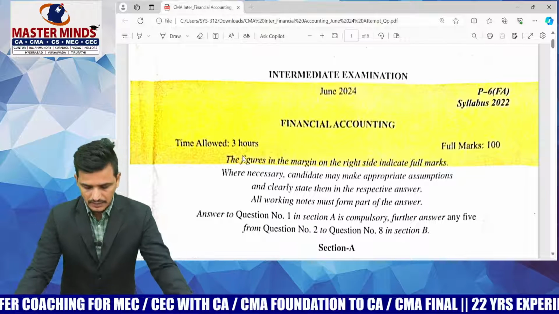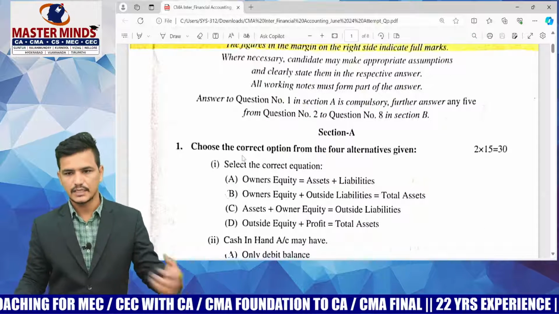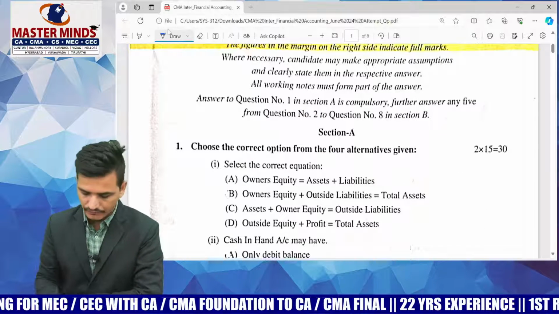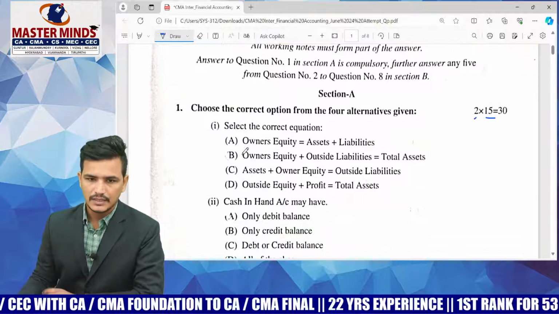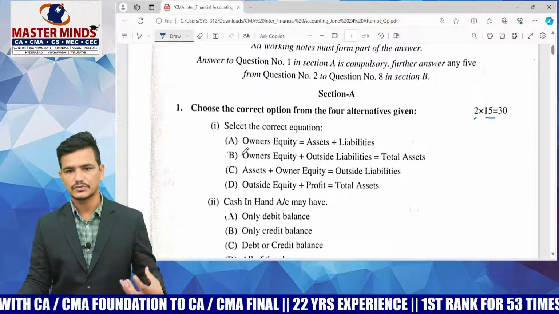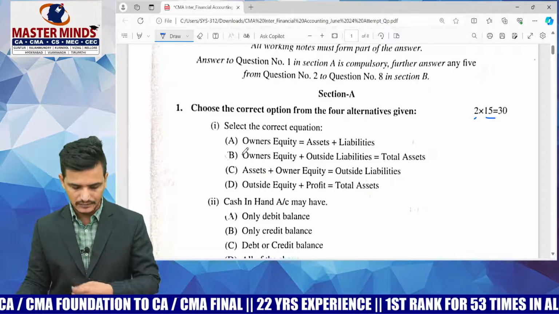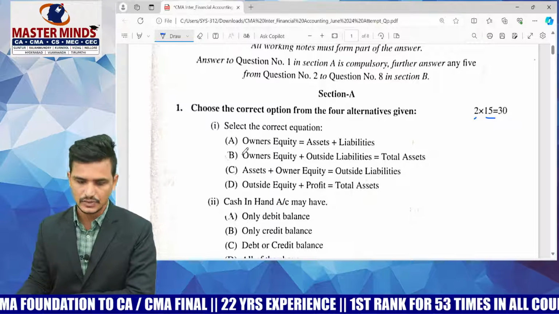So first, we know that Section A is a compulsory question, which has 15 MCQs, and each MCQ has a weightage of 2 marks. And the MCQs are also direct questions only, and there is no twisting in the MCQs also.